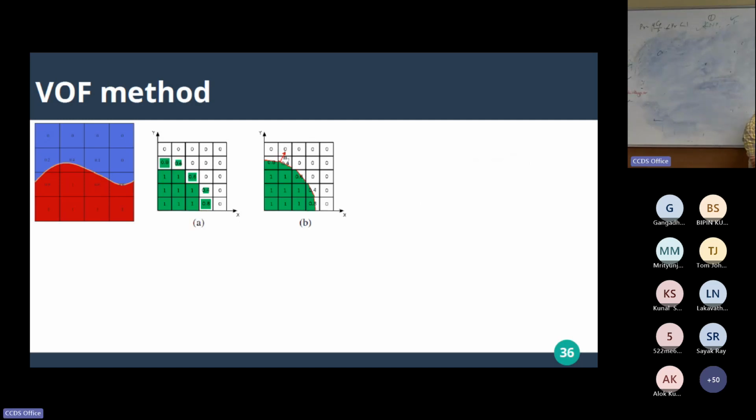So there are a variety of ways. That's what I'm saying. Some grid cell might have 0.6. Should I fill it in this way or should I fill it in that way? We don't know.